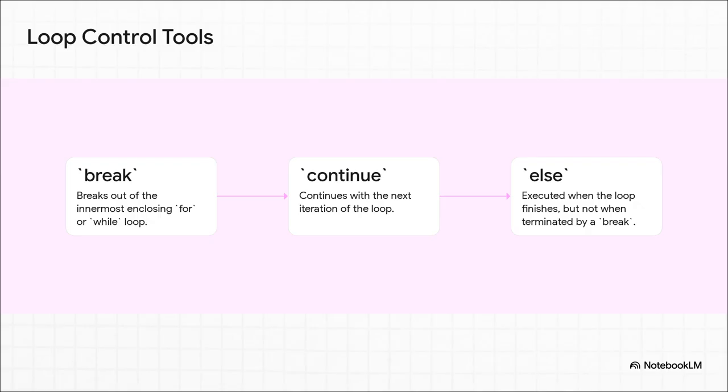First, you have break. That's your emergency break. It slams the brakes on and exits the loop immediately. Then you have continue. That's the skip button. It stops the current round and jumps straight to the top of the loop for the next item. And then there's the loop else clause, which is a bit weird but incredibly powerful.